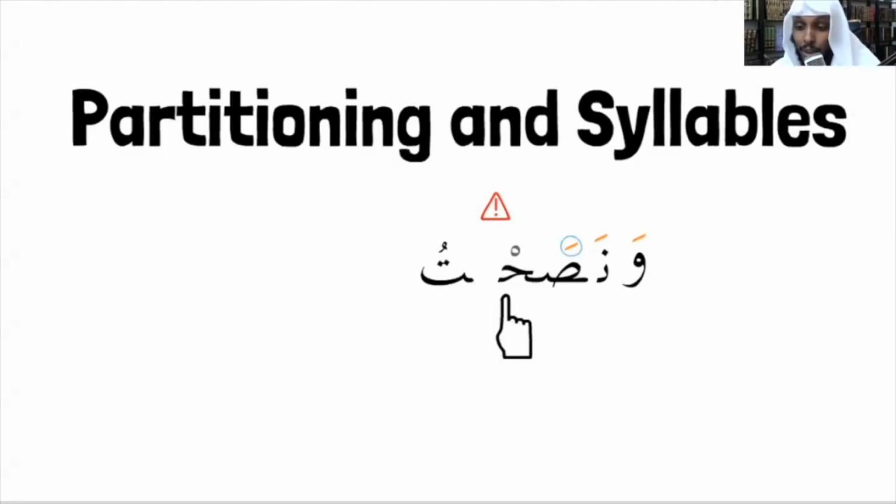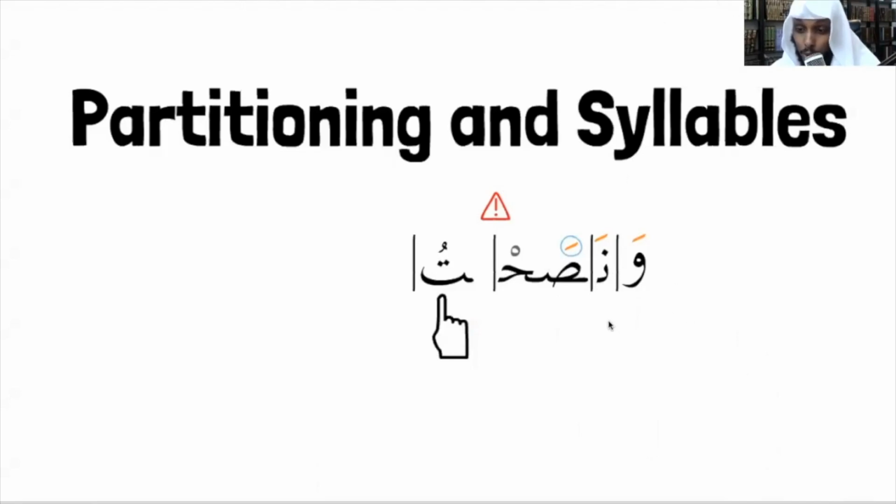So we're not going to say sa. No, we're going to share it. We're going to say sah. We're going to share this vowel between both letters. Why? Because ha is an unvoweled letter. You can't pronounce it by itself. Sah, and then tu. So this is what we mean by partitioning. In other words, we don't read letter by letter. We read syllable by syllable. These are what we call syllables.